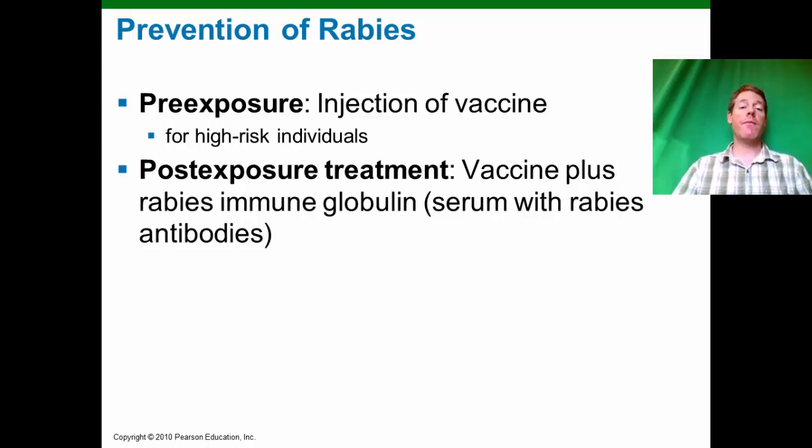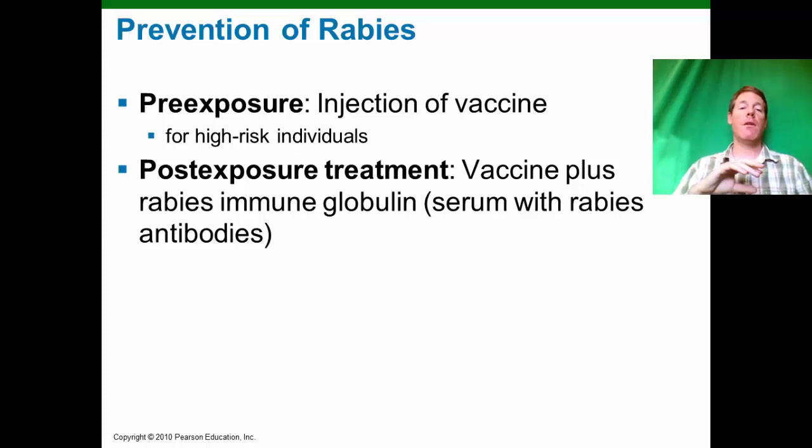Prevention of rabies before exposure can be accomplished with the injection of a vaccine. This is only really used with high-risk individuals like veterinarians who might have to interact with rabid animals, or wildlife control employees. And then post-exposure, vaccine plus rabies immune globulin are used in concert to try to prevent progression of the disease.